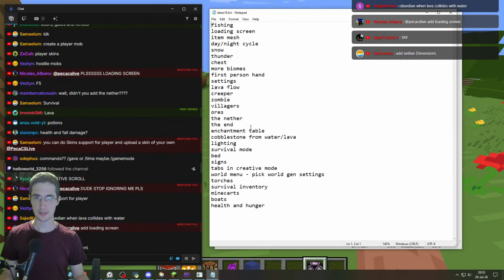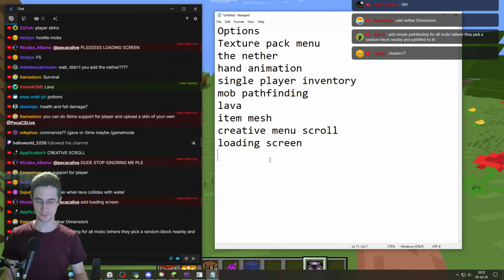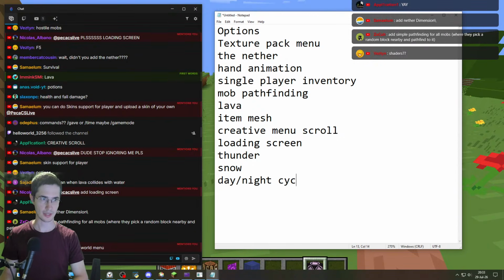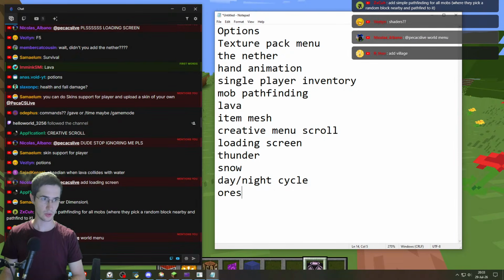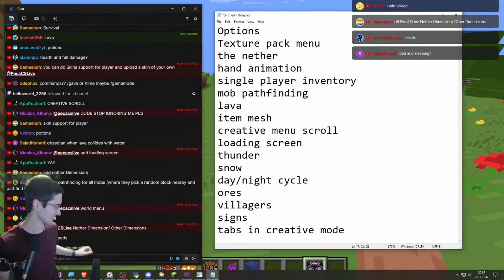And let me open the ideas from yesterday as well. So what did we think of? Creeper, settings, yeah, options, chest, thunder. Oh yeah, the thunder, a good idea. Snow. Day-night cycle. Horse. Villagers. Signs. Oh no, the cat is here. Tabs in creative mode.